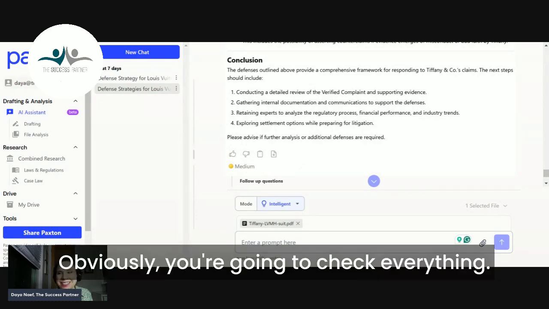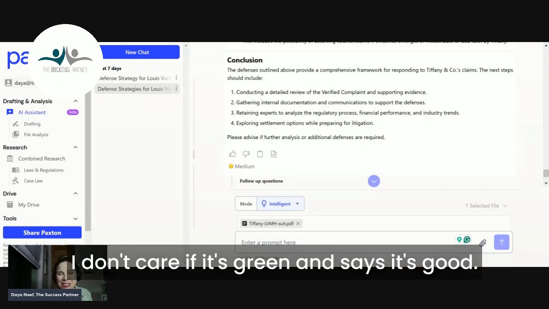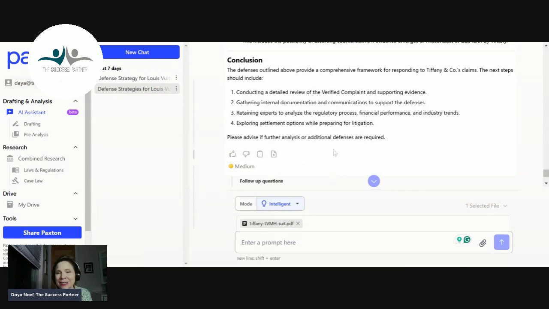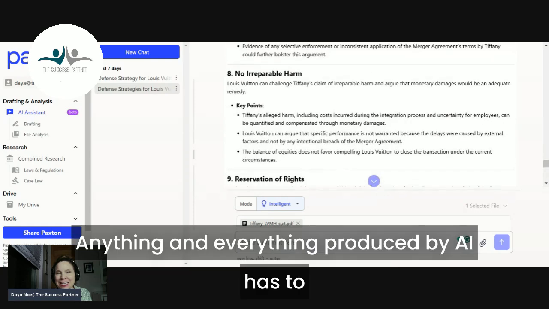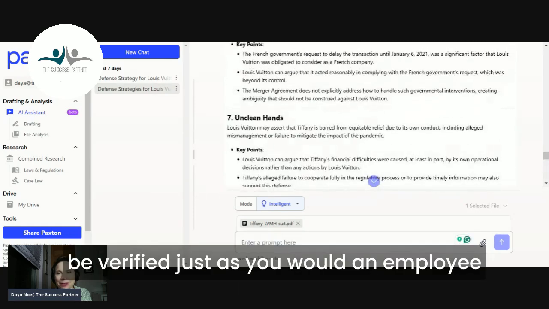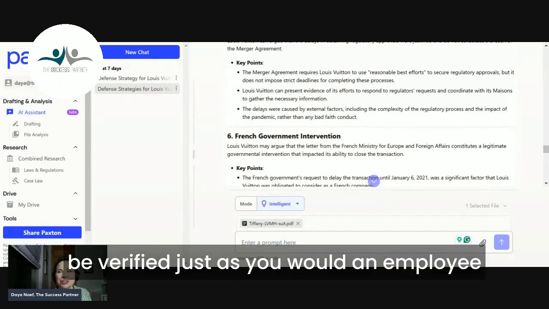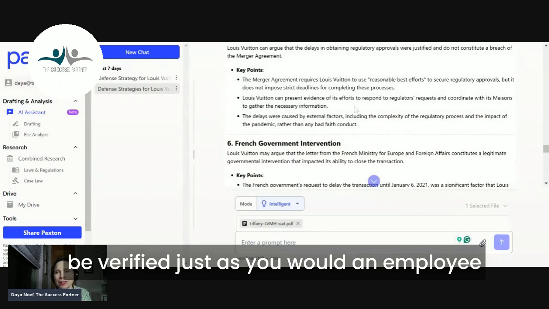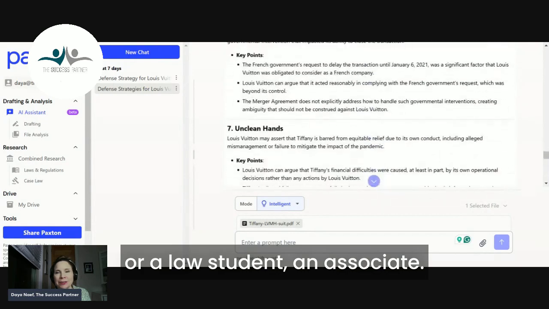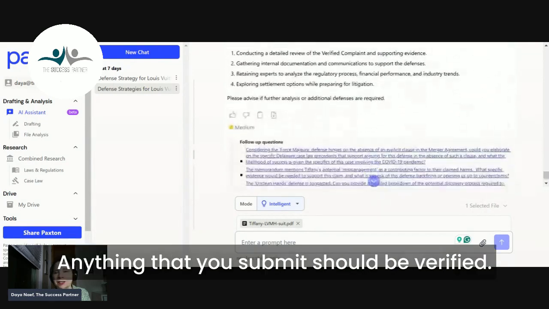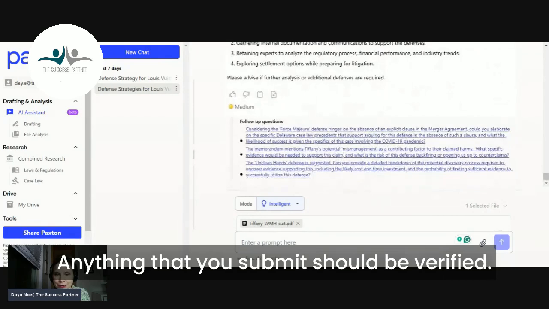Obviously, you're going to check everything. I don't care if it's green and says it's good and have complete faith. Anything and everything produced by AI has to be verified, just as you would an employee or a law student, an associate. Anything that you submit should be verified.